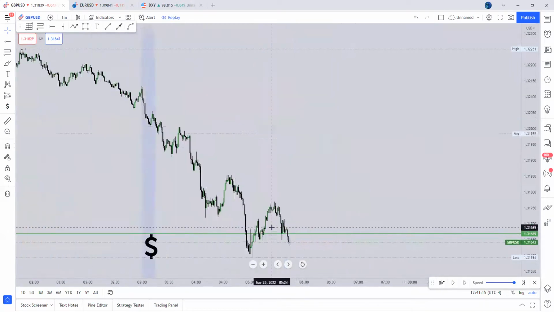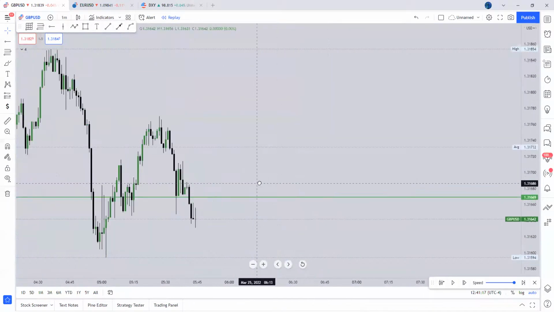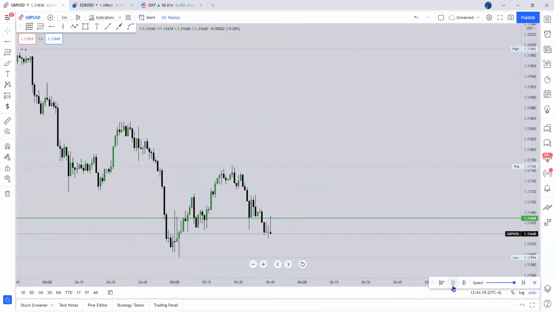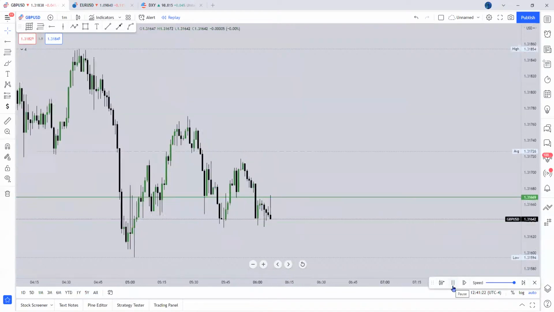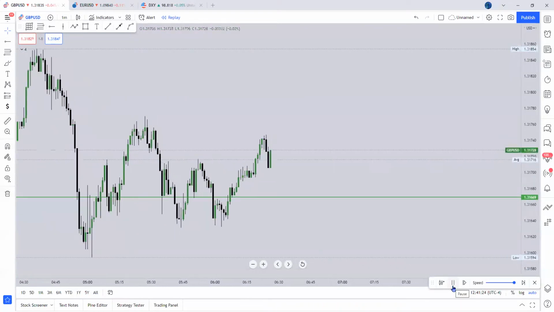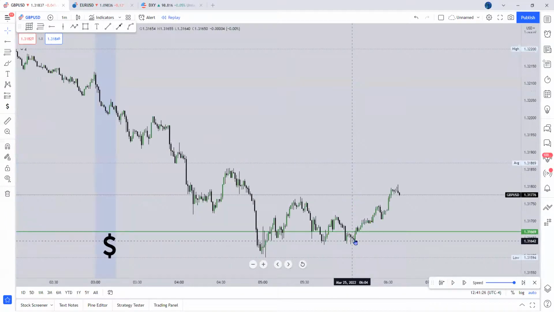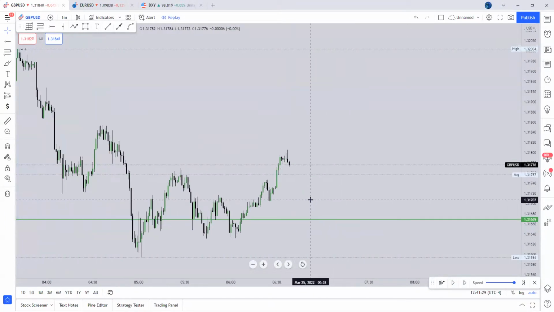So if we're on the 1 minute now and we wait for price to do its thing, maybe there's an entry that we could possibly take. Now, if we look at how price is reacting here, is there an entry that you could have taken here?